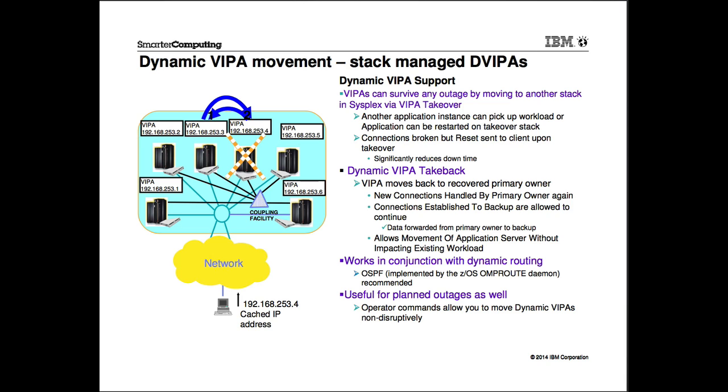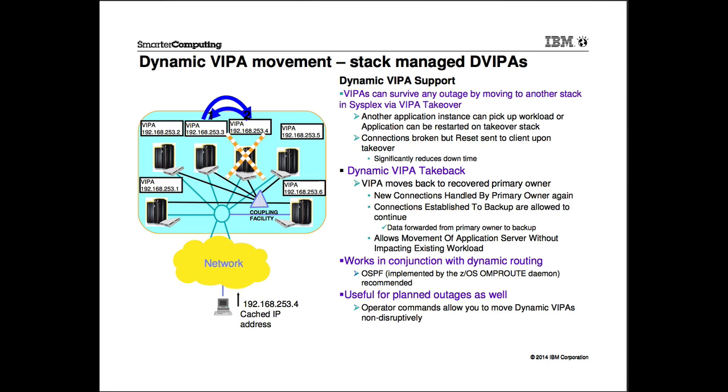We also have the concept of a dynamic VIPA. A dynamic VIPA is a VIPA that is tied to a single port or a single application, and when that application moves, the VIPA moves with it. So they survive any outage by moving to another stack via a Sysplex function we provide called VIPA takeover. In which case, if an application instance fails, another application can pick up the workload and take over the VIPA. Now, when it fails, the existing connections are broken, but future workload gets sent to the new takeover.